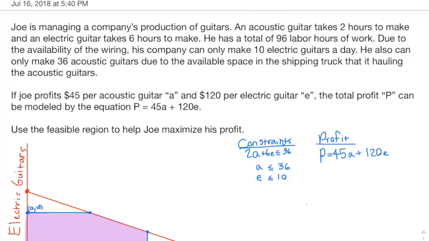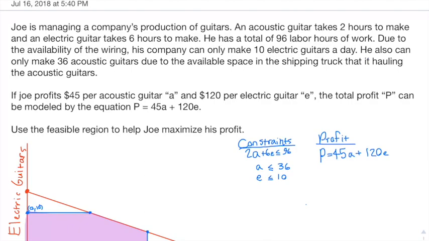Alright, I got a little tutorial here on linear programming. I didn't find a ton of videos that explained what linear programming is useful for, and good real world examples that have some decent numbers that come out. So I made this one example here. Joe is managing a company's production of guitars. An acoustic guitar takes 2 hours to make. An electric guitar takes 6 hours to make. He has a total of 96 labor hours of work.